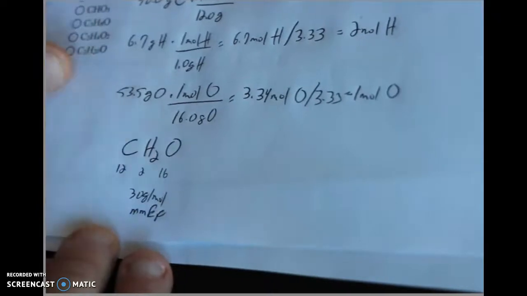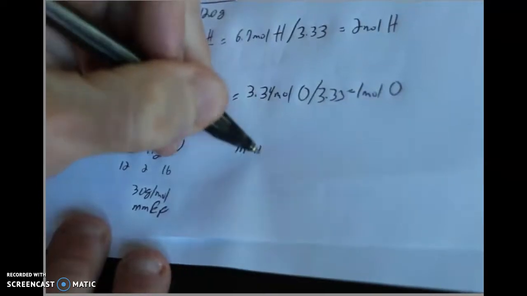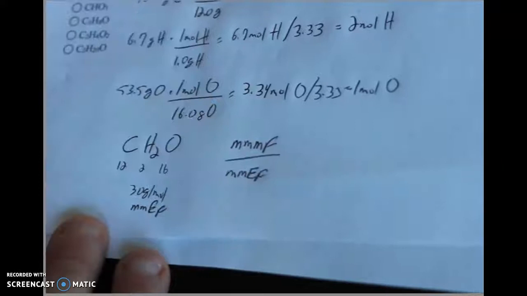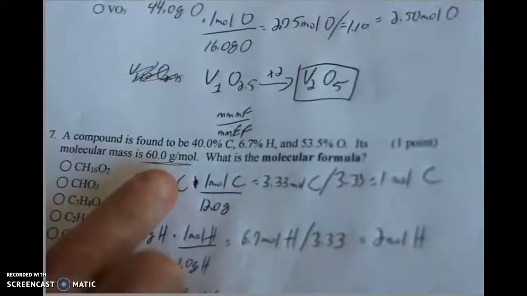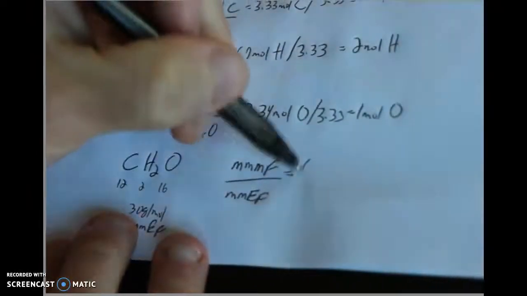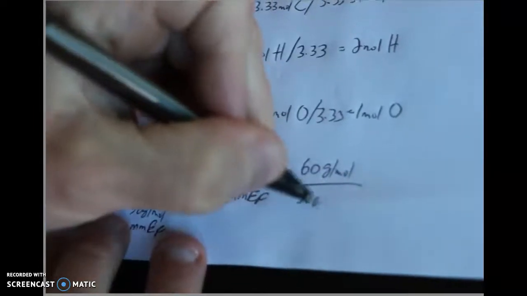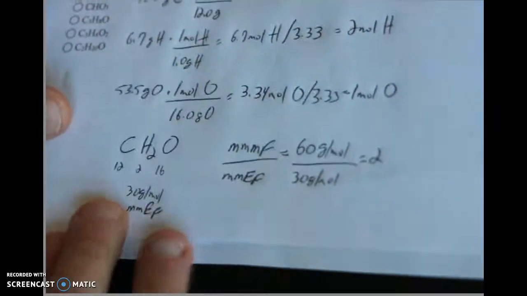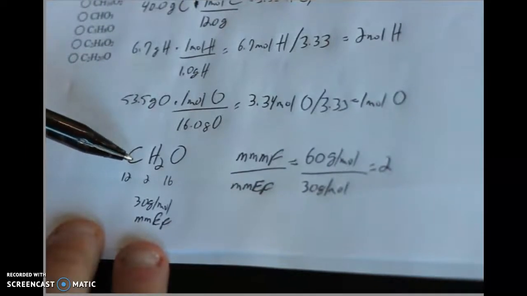of the empirical formula. So now what we have to do is this molar mass of the molecular formula divided by the molar mass of the empirical formula. This number was given in the problem. That's that 60 grams right there. So we get 60 grams per mole divided by the 30 grams per mole, and that gives us a ratio of 2. So what that's telling us is that our molecular formula is double the empirical formula.